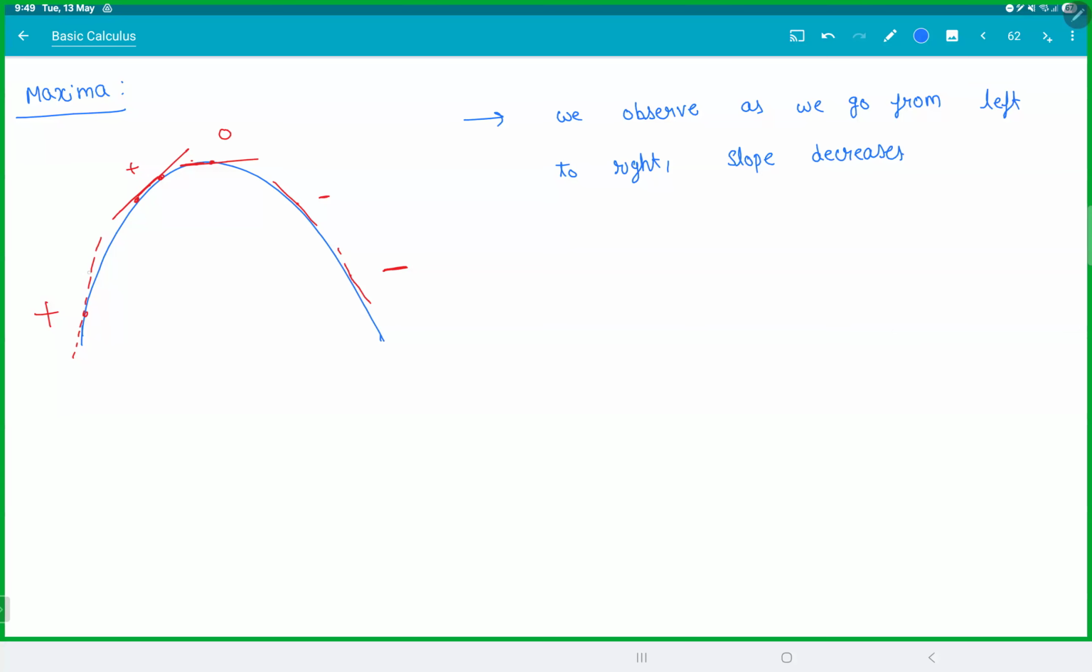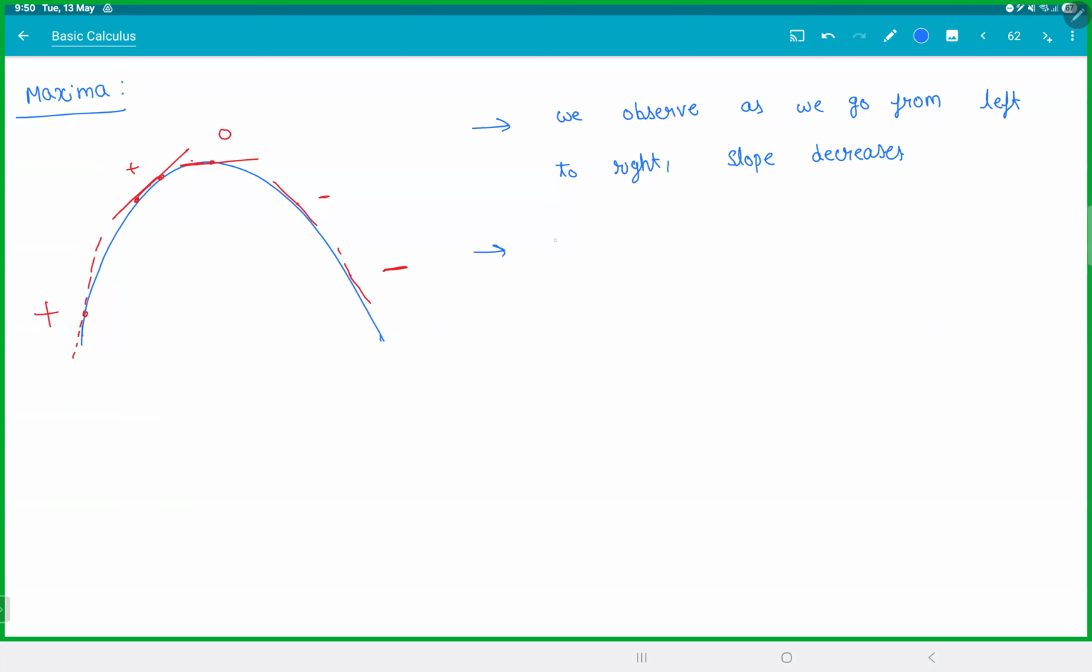Is that making sense? If I draw a tangent here, can you see this angle is acute? If I draw a tangent here, this angle is less. Here, the angle is 0. Here, the angle is obtuse. Here, the angle is even more obtuse. So as you draw tangents on this curve, you will notice the slope is decreasing. That is your first observation.